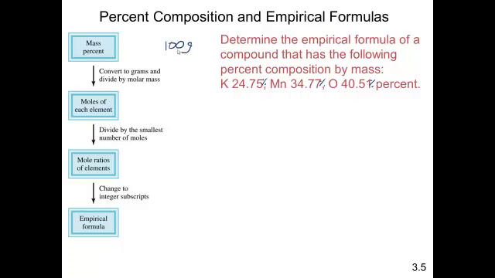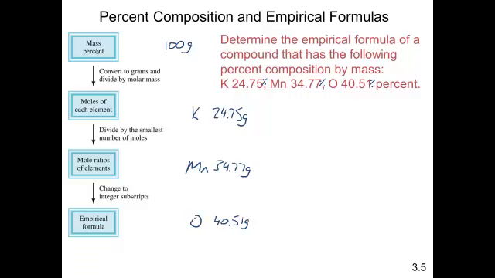Because if we pretend this, and we have 24.75% potassium, how many grams must we have? Well, if we have 24.75% and we have 100 grams, it must mean that we have 24.75 grams of potassium. Likewise, manganese, we must have 34.77 grams if we have 34.77%. And lastly, we must have 40.51 grams of oxygen. So essentially all we did, we just changed our percentages to masses.